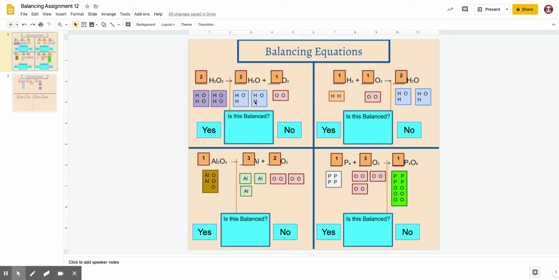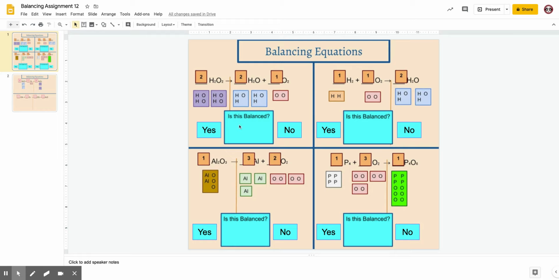Now let's count the oxygens. Going back to the left side, I count 1, 2, 3, 4. So I have 4 oxygens on the left. Now let's count the right. I have 1, 2, 3, 4. So you're counting everything. It doesn't have to be in that same box. You're counting everything. So I have 4 oxygens. So 4 hydrogens and 4 oxygens on each side. That is to say it is balanced.